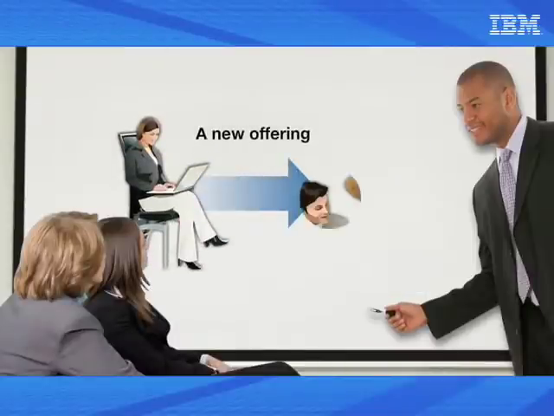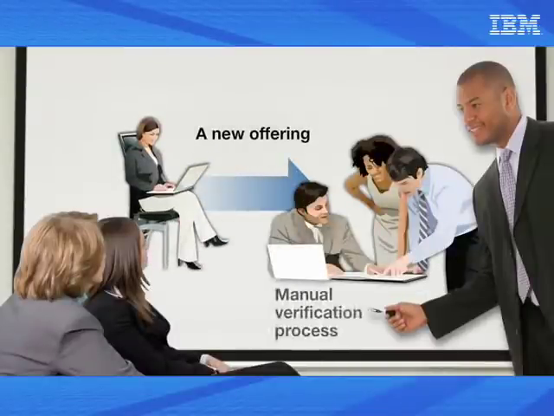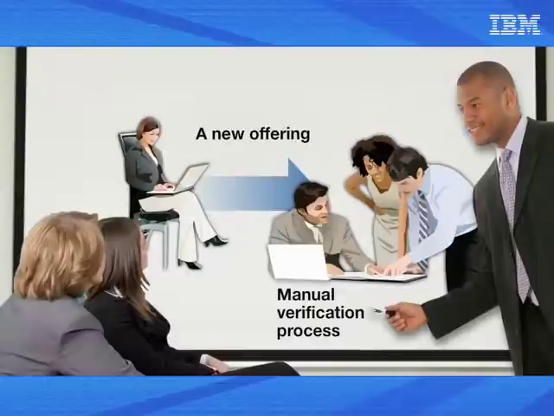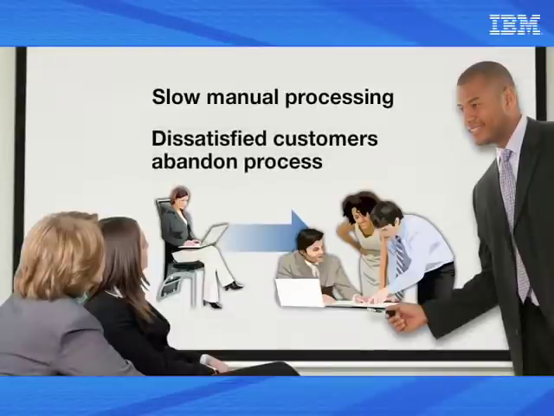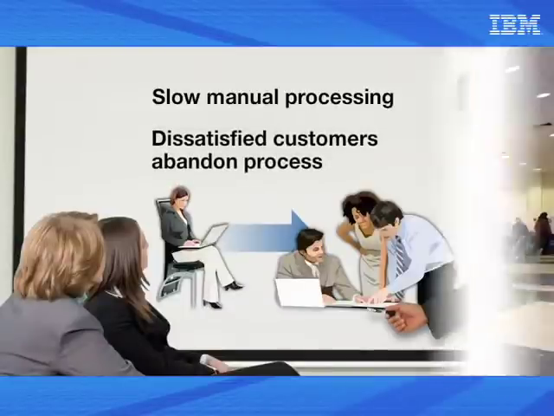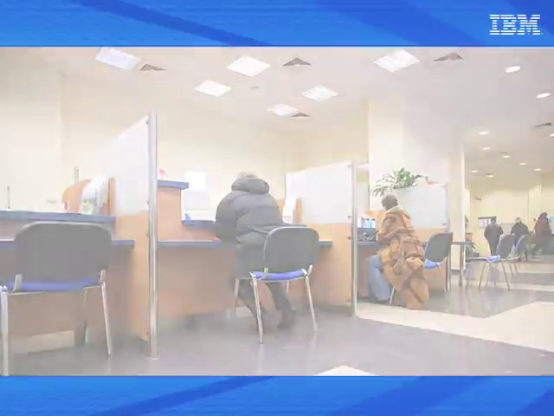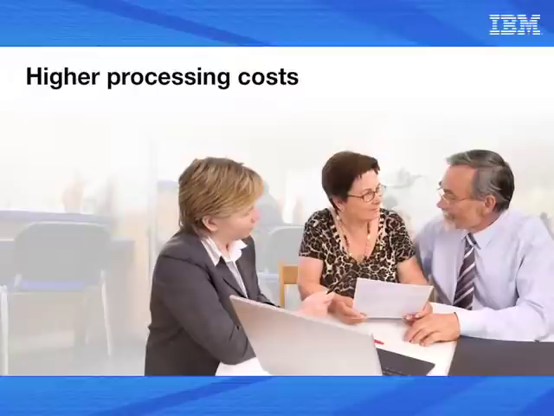All customers for a new offering are routed through a manual verification process, even for small unsecured loans. This slows down the process, and many customers abandon the application. Those who do restart the process apply by phone or visit a branch at a higher cost to the bank.